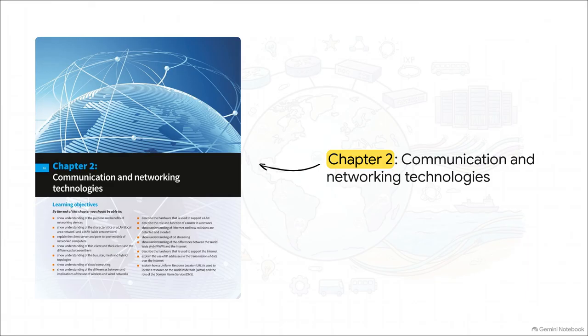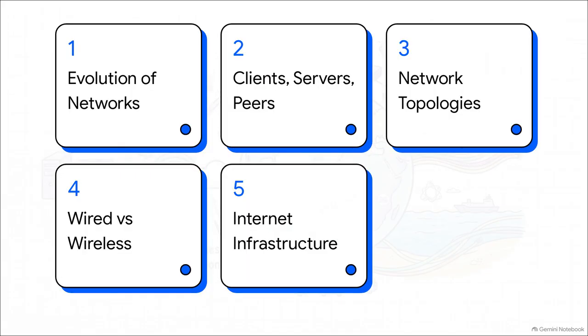Welcome to Chapter 2, Communication and Networking Technologies. We'll be pulling our insights directly from the source material today. Our main goal here is to take all these foundational networking concepts and actually map them out visually so you can really get a sense of how our digital world is stitched together. So here's our roadmap for this explainer. First, we'll look at the evolution of networks. Second, clients, servers, and peers. Third, network topologies explained. Fourth, wired versus wireless media. And finally, number 5, the Internet's infrastructure.